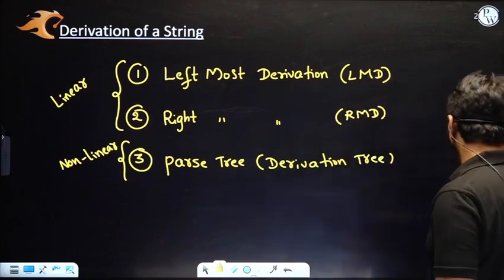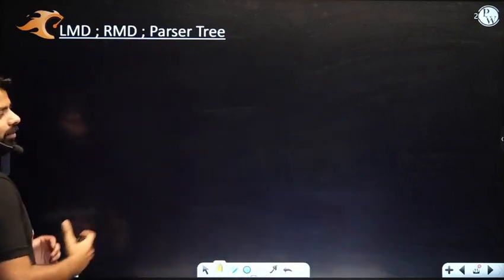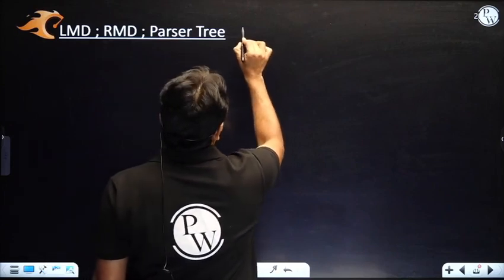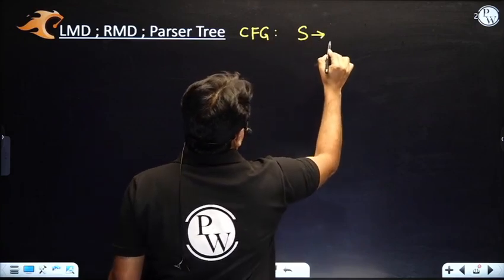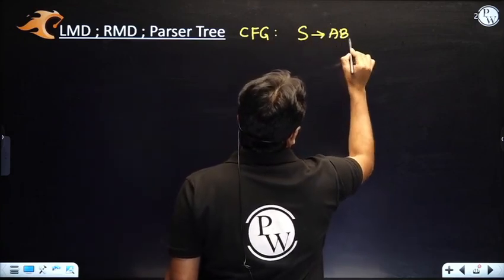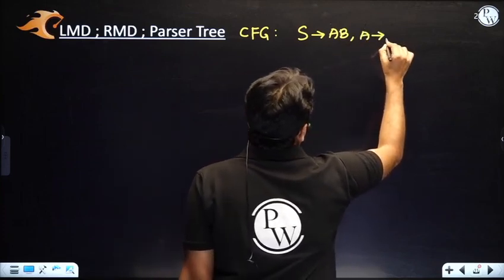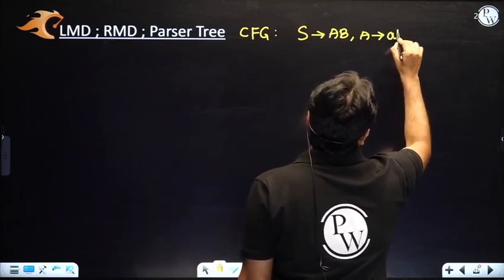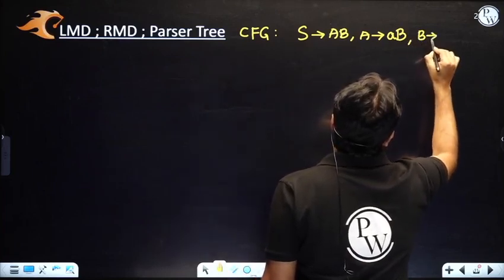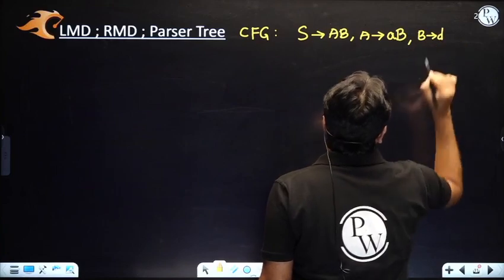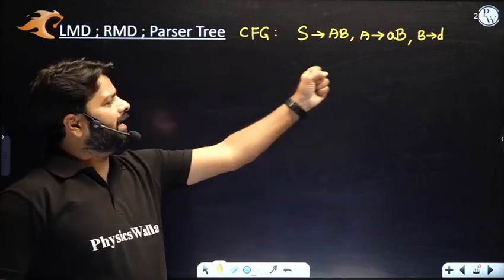Okay, let's start with the leftmost derivation. You have leftmost, rightmost and parse tree. Let's look at all of them together. Let me take one example context free grammar. S derives AB, A derives small a capital B, and B derives, let's say, D. This is my grammar. It has three productions: S has one, A has one, B has one.